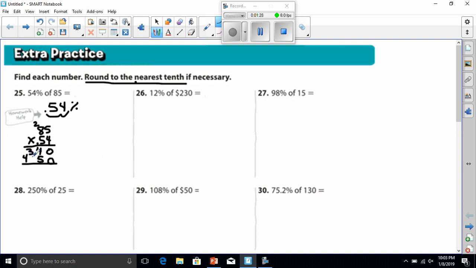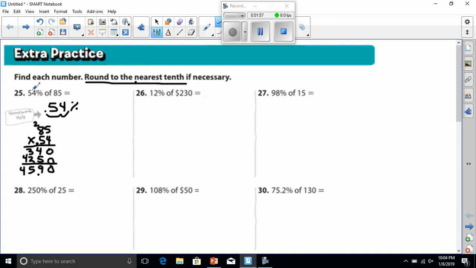Now it's time to add. We have 0, 9, 5, and 4. And let's remember we had to move our decimal point 2 spaces now because this was 0.54 and that was 2 spaces over. So 1, 2, and our answer will be 45.90.